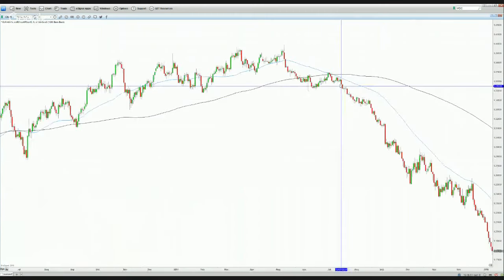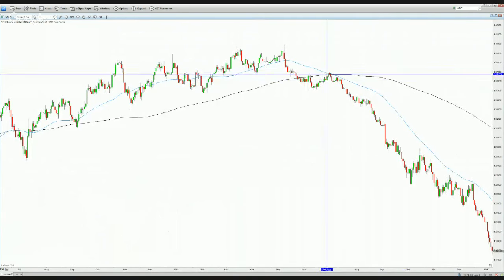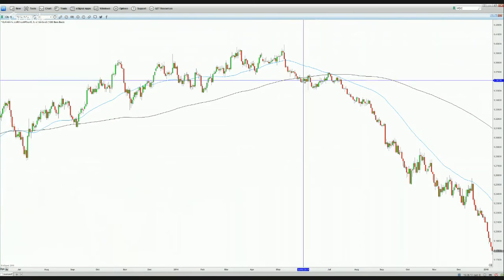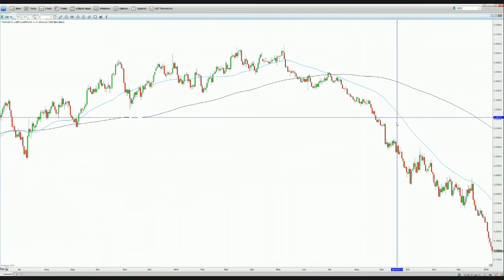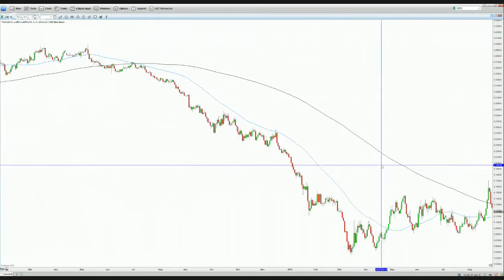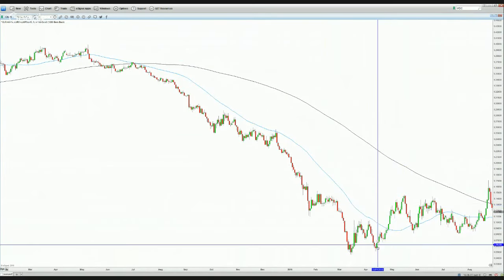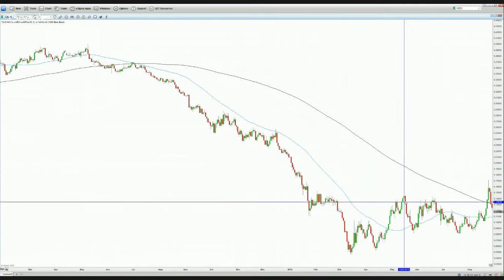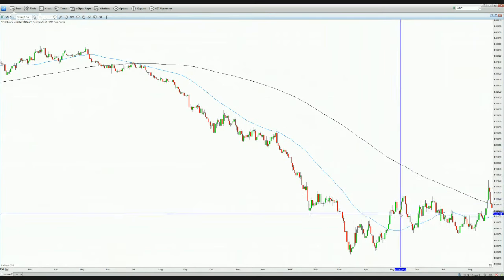Below the 50 moving average, below the 200 moving average. I want it to be below the 50 moving average as well, so it has a bearish bias and a bearish trend. If we take price action further along, you can see here where price broke above the 50 moving average. This is where the trend went from bearish to bullish, but the bias is still bearish.